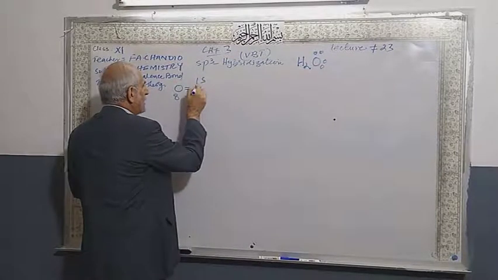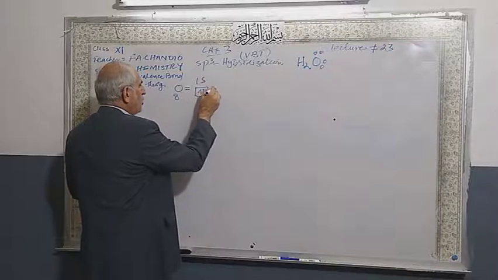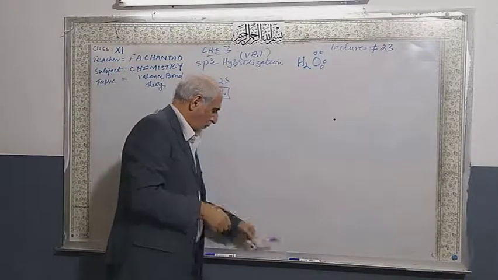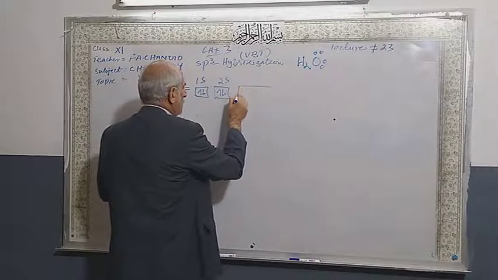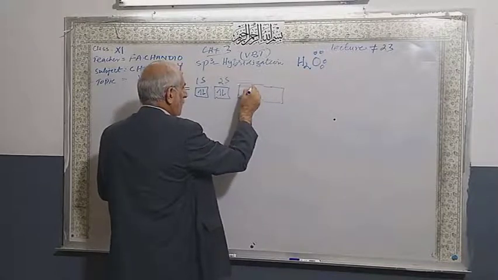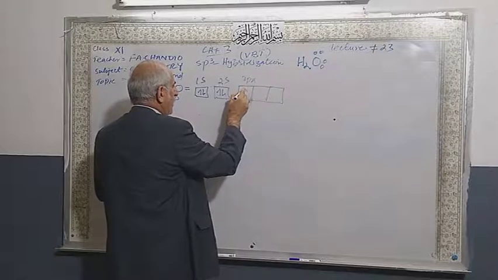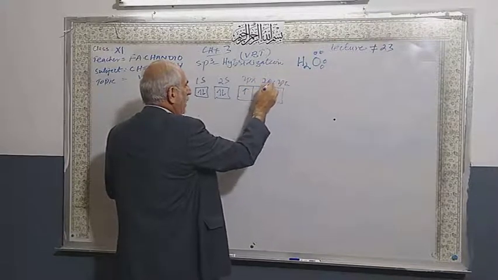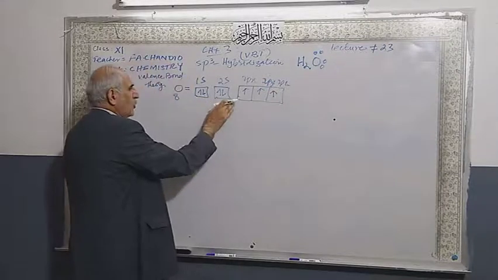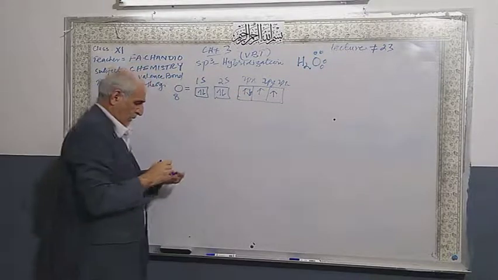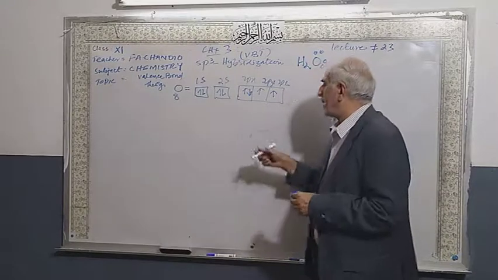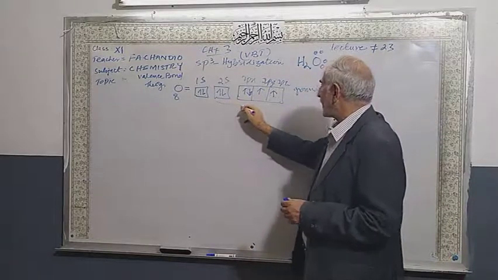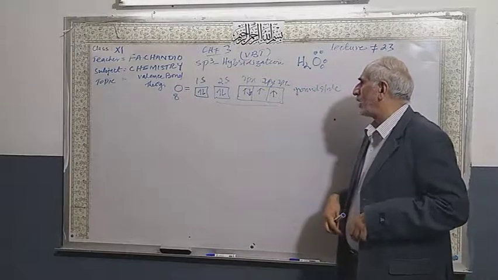So students, the configuration is 1s2, 2s2, 2px2, 2py1 and 2pz1, which makes 8 electrons. So we are talking about sp3 hybridization, which means this is the ground state, meaning mixing of 2s plus 2px, 2py and 2pz.